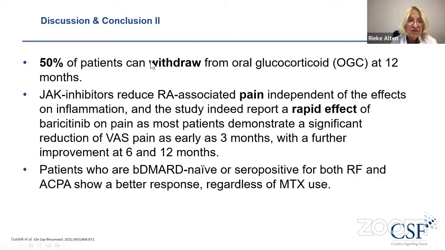So 50% of the patients, as I mentioned already, can withdraw from the glucocorticoid. That is a very important result. Also, the pain was reduced by JAK inhibitor treatment and independent of the effects on inflammation. And the study also reported a rapid effect, as we have seen already in the randomized clinical trials, on pain and also on fatigue. But this has mostly shown as early as month 3.